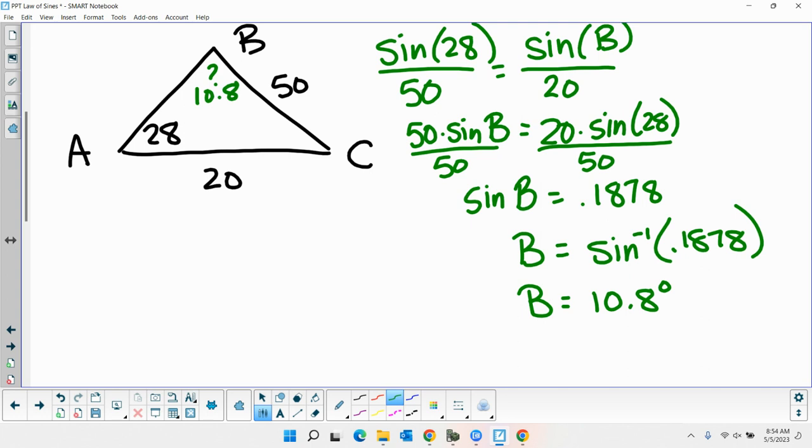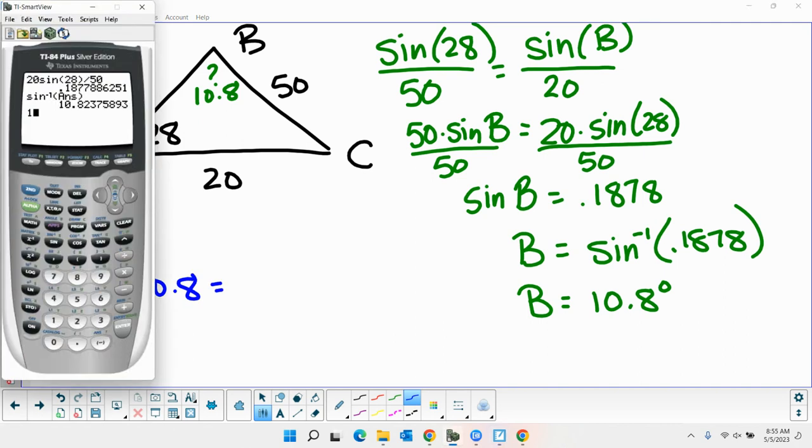Now, to see if there's a second triangle, you find the supplement of that. What does that mean? Two angles add up to 180. So what we're going to do, I'm checking for a second triangle. I'm going to do 180 minus, I already have 10.8 in there, so I'm going to hit second answer again, second negative sign. And that's 169.2.